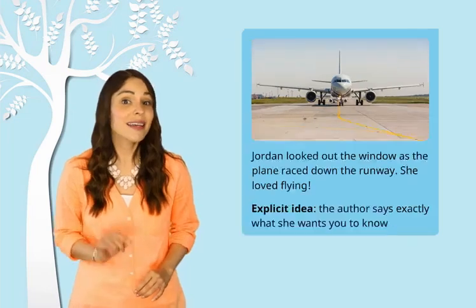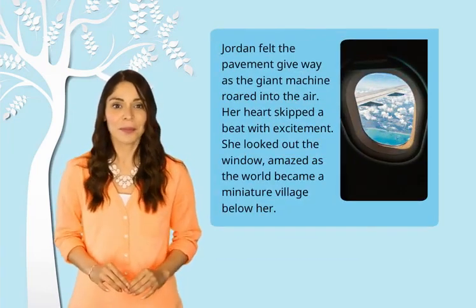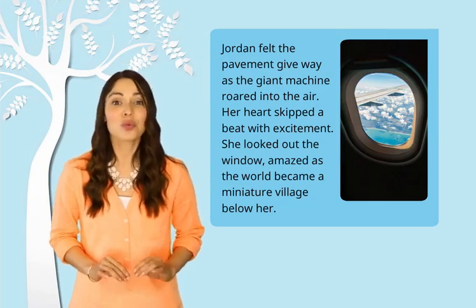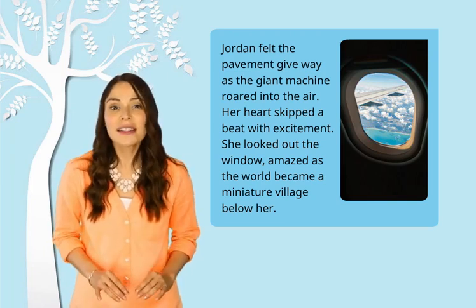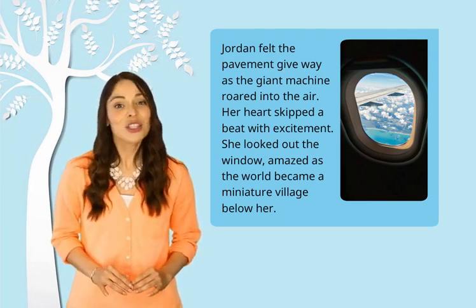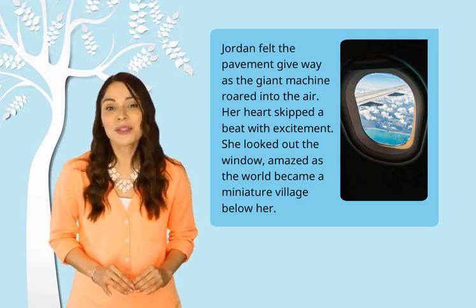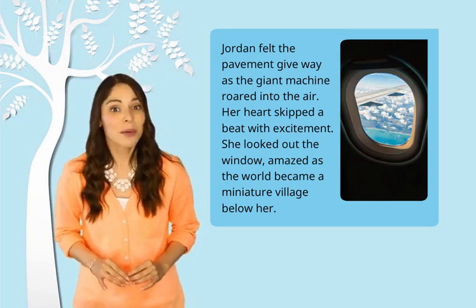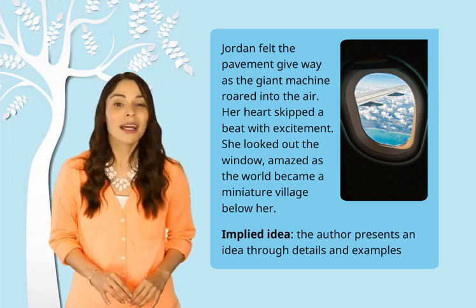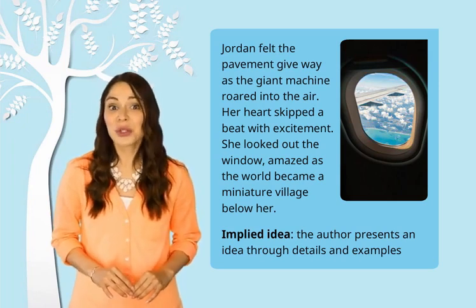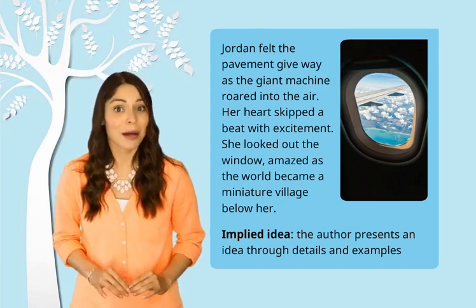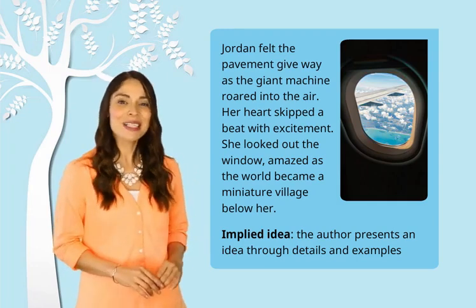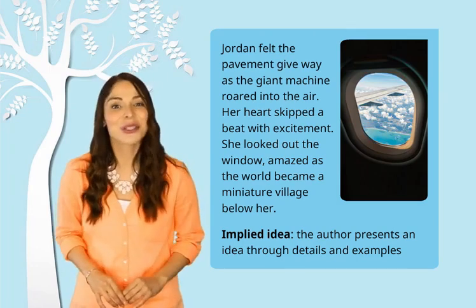Now, look at the same idea a little differently. Jordan felt the pavement give way as the giant machine roared into the air. Her heart skipped a beat with excitement. She looked out the window, amazed as the world became a miniature village below her. This is an example of an implied idea. Implied ideas are presented through clues like details and examples, and it's your job to figure them out. It looks like these guys are ready to look for clues.